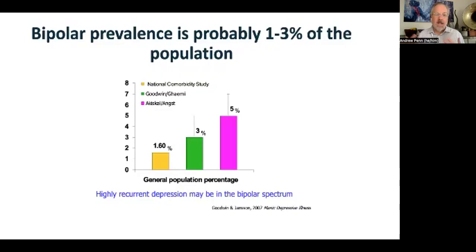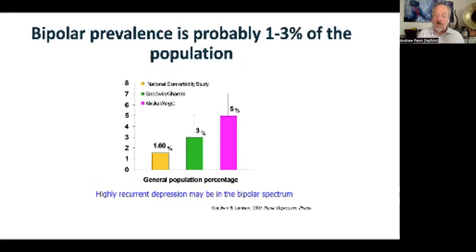Now, how many people in the population have bipolar disorder? You have to remember this is going to be different than what we see in our clinical populations, because this is the general population. If you went around and asked 1,000 people if they had these symptoms, you would probably find somewhere between 1 and 3% of the population has some kind of bipolar symptoms.